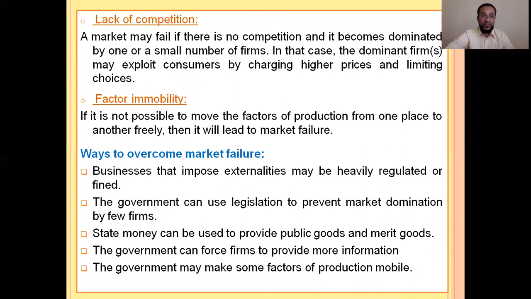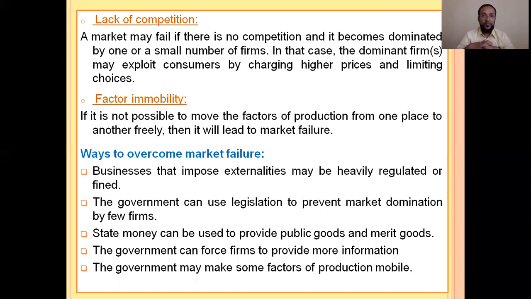Next is lack of competition. A market may fail if there is no competition and it becomes dominated by one or a small number of firms. In that case, the dominant firms may exploit consumers by charging higher prices and limiting choices, which will lead to market failure, because here firms will charge higher price, so consumers will have to pay more. This is inefficient allocation of resources, so it will lead to market failure.